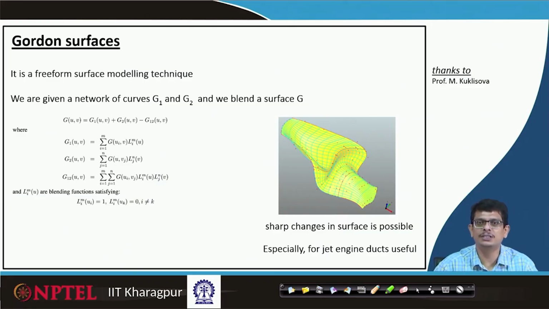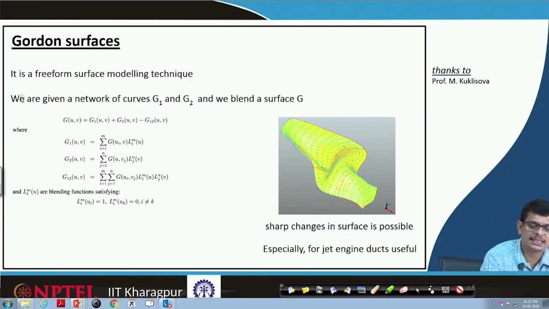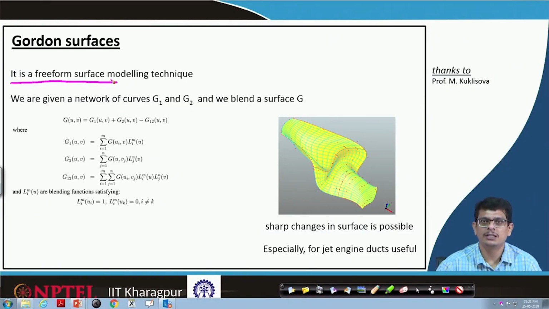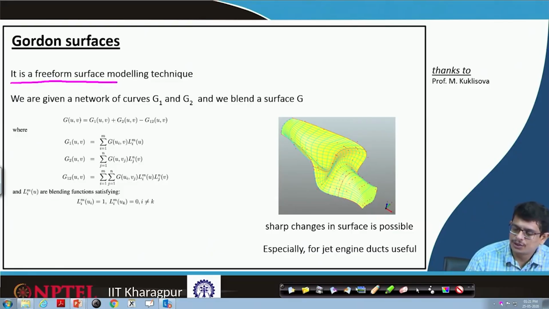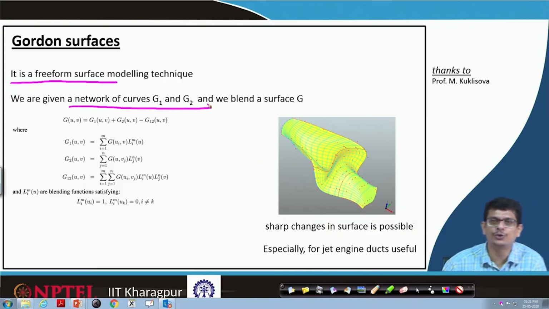The other kind of representation is by Gordon surfaces. This kind of surface is called free form surface modeling. That means you have data points, you can really drag and drop so that the surface is naturally adjusted in the CAD software. So, you will be having a network of G1, G2 curves.